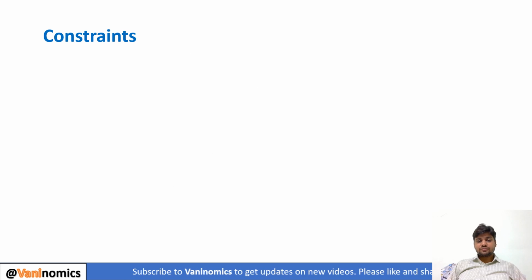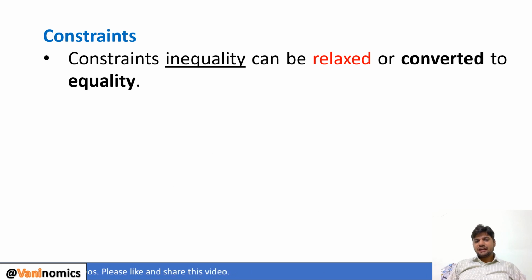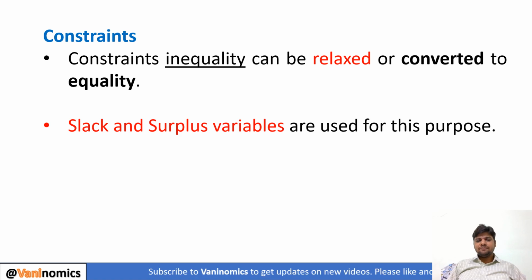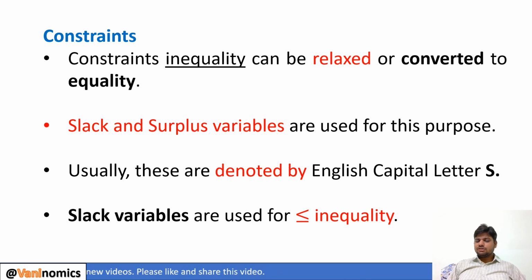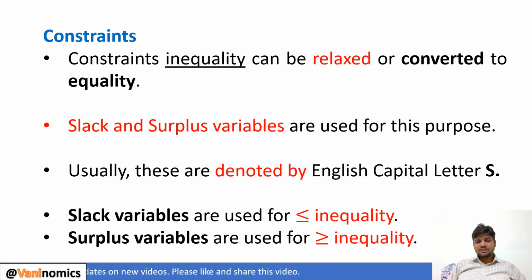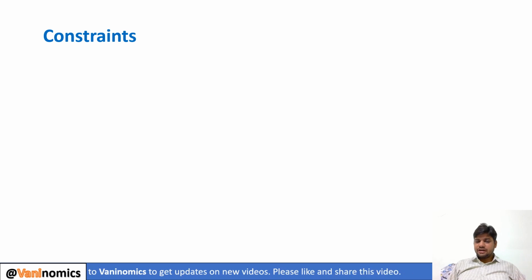than equal to. Then constraint inequality can be relaxed or converted to equality. Slack and surplus variables are used for this purpose. Usually they are denoted by English capital letter S and also provided with subscripts S1, S2, S3 for the equations. Slack variables are used for less than equal to inequality. Surplus variables are used for greater than equal to inequality. We'll have a separate video on slack and surplus variable differences. We have talked about them in variables in linear programming in detail.